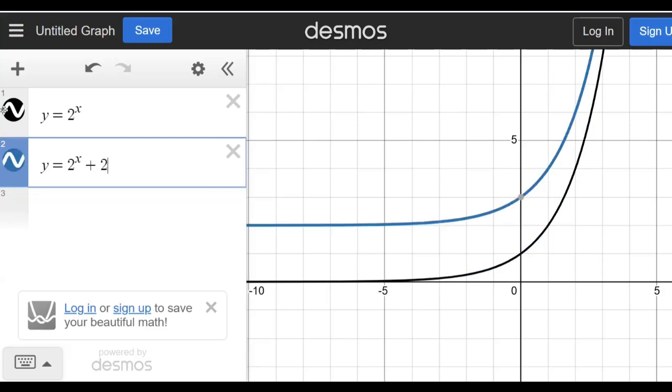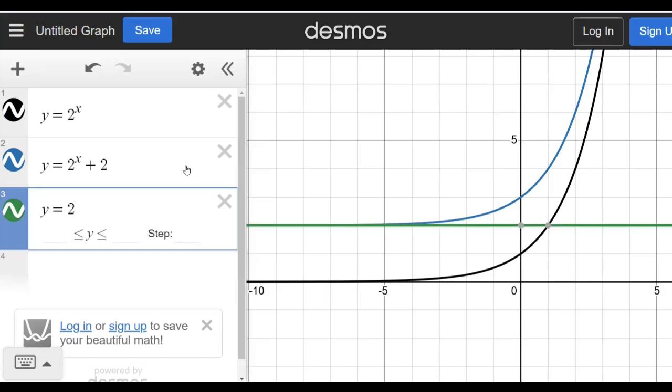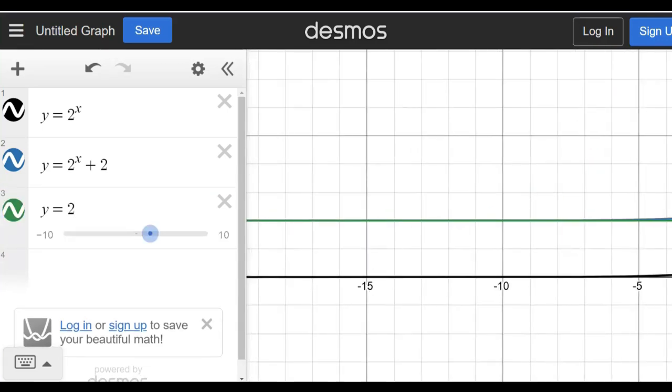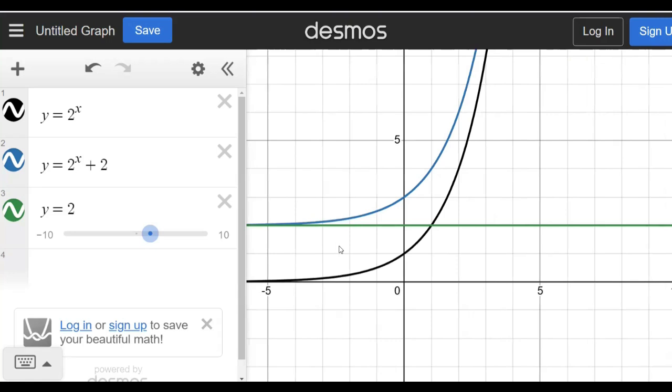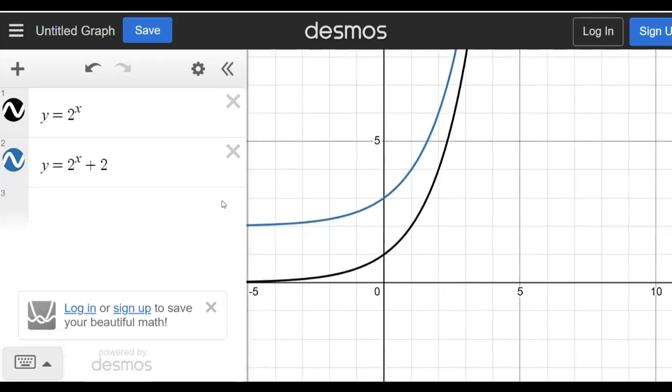Now you can see it's done what it's expected. This now is the horizontal asymptote. So we've moved it up from the x-axis all the way up to the line y equals 2. And I can graph that line just by going in here and doing y equals 2. And you can see very much that that green line, the y equals 2, is our horizontal asymptote for this function. So let's go ahead and close that out.